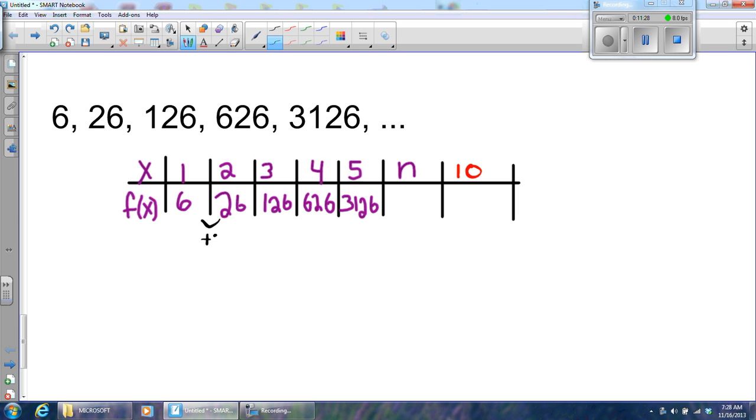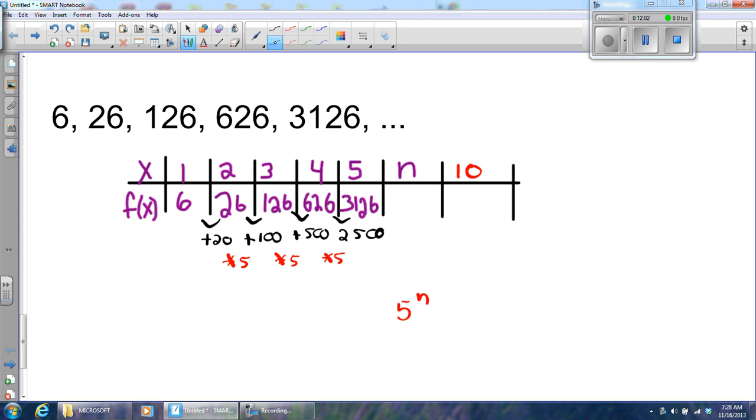Plus 20, plus 100, plus 500. And, ooh, is that going to be 2,500? I think it is. Wow. Now, what do I notice right off the bat? Hey, it's times 5 times 5 times 5. So in this case, my nth term is going to be 5 to the power n.